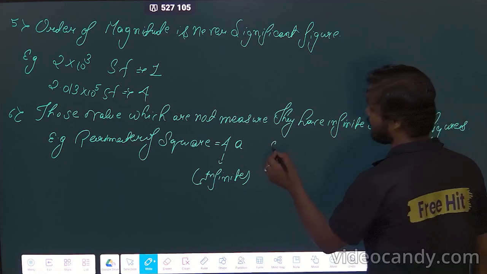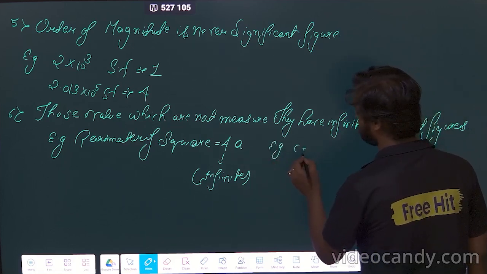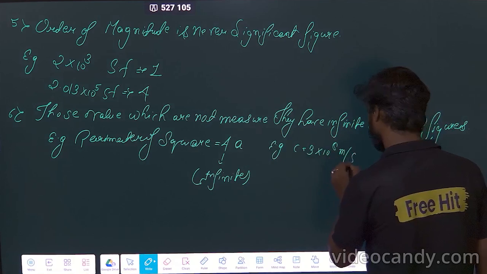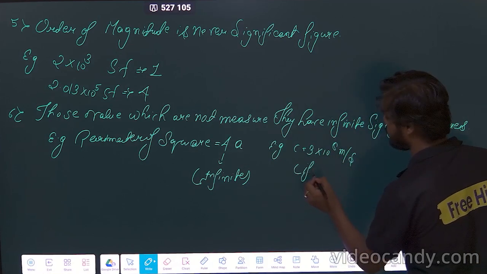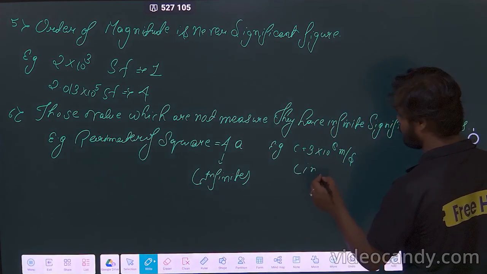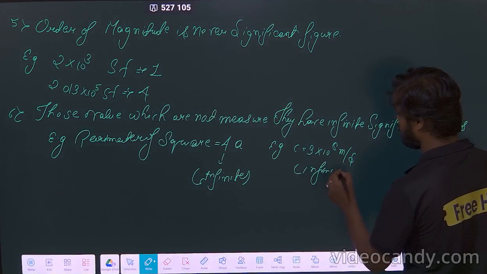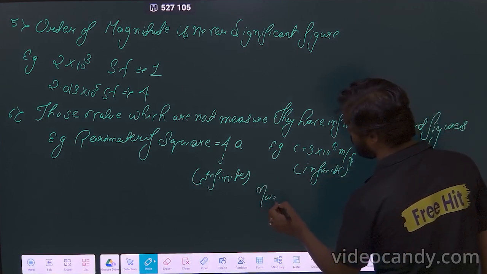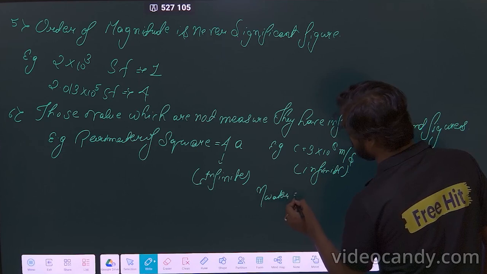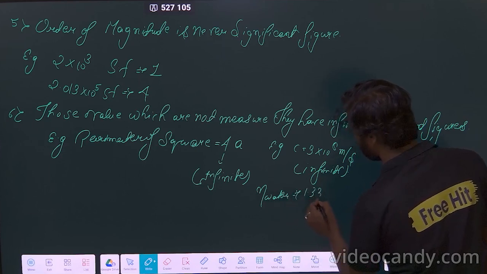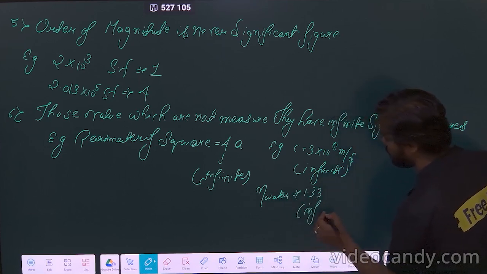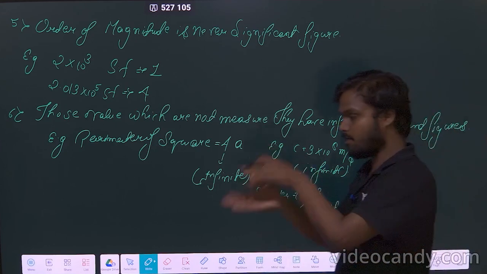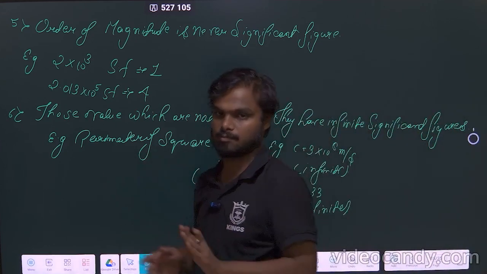For example, like speed of light c, 3 into 10 to the power 8 meter per second, that is fixed, so it has infinite significant figures. Okay, for example, refractive index of water, if you remember, it is how much? It is 1.33. So it also has infinite significant figures because these are given by the scientists and they are fixed. That is the value. So it will be considered as infinite significant figures.